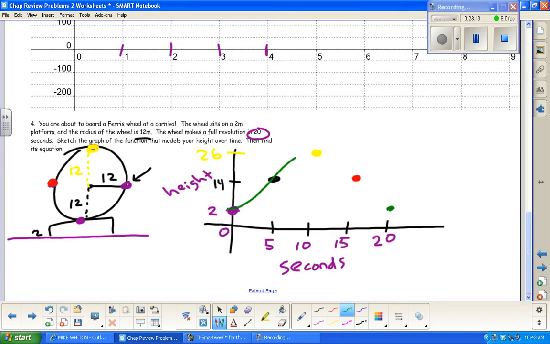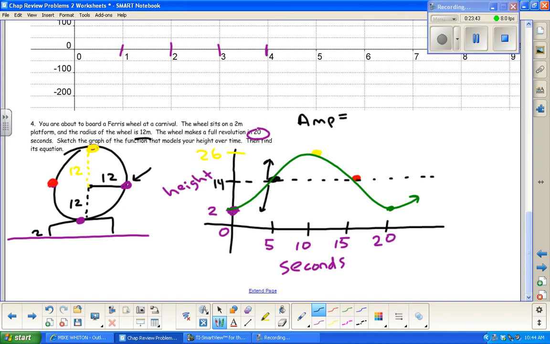So that would be our height over time here. Now let's think about the equation. Again, the midline, I think it's helpful to think about the center line. The midline here is 14. That's the point where we go up and down from 14. And the distance that we go up or down, that's the amplitude. So from 14, we went up to 26 and we went down to 2. That sounds like an amplitude of 12 to me.